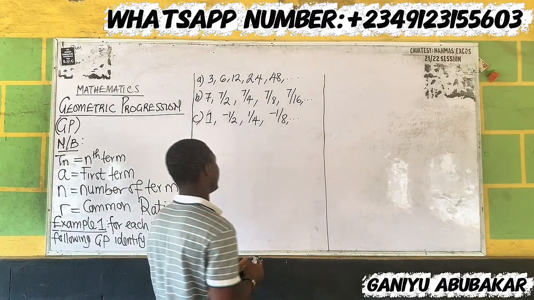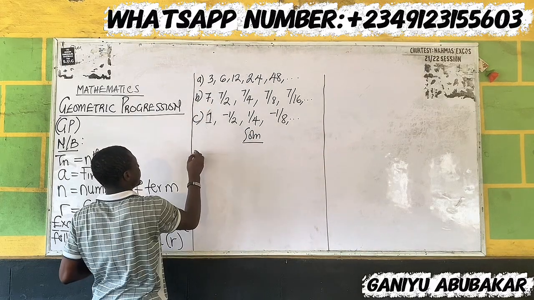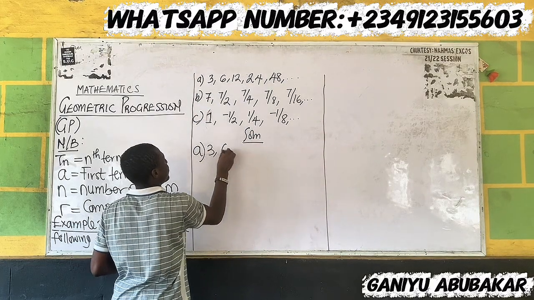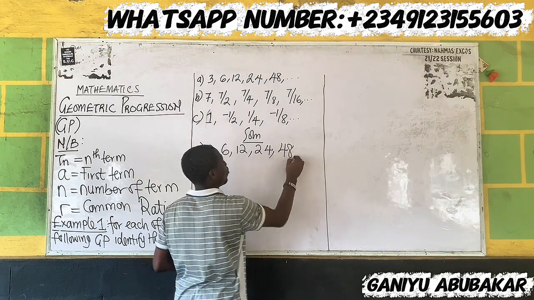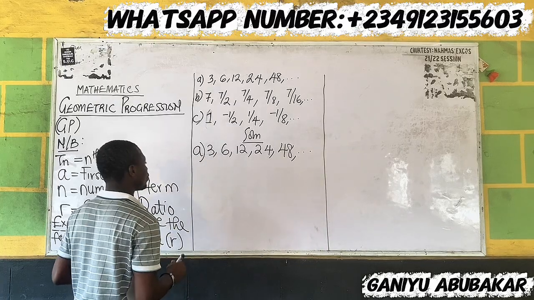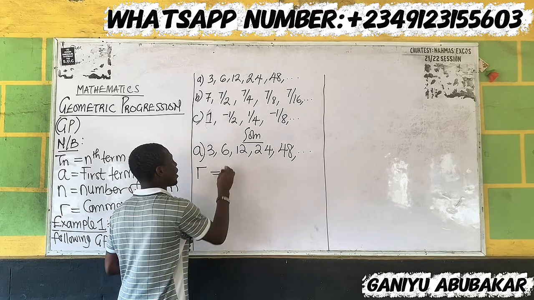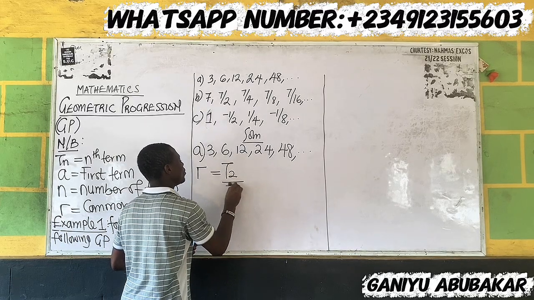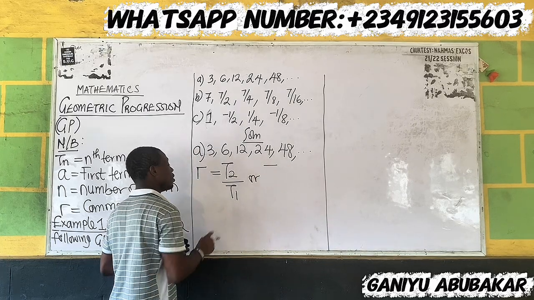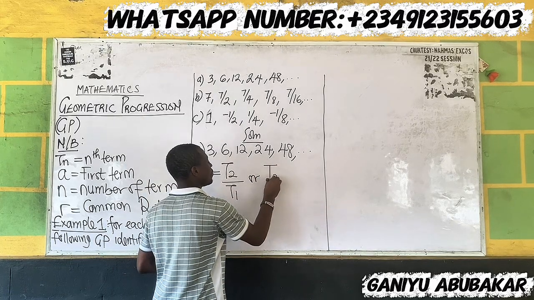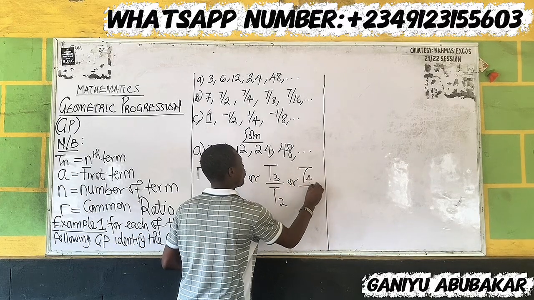To get R, it's easy. Solution. So how do you get R? The trick is simple. Say I have 3, 6, 12, 24, 48, dot. We said R is called common ratio, and R is got by dividing T2 over T1, or T3 over T2, or T4 over T3.